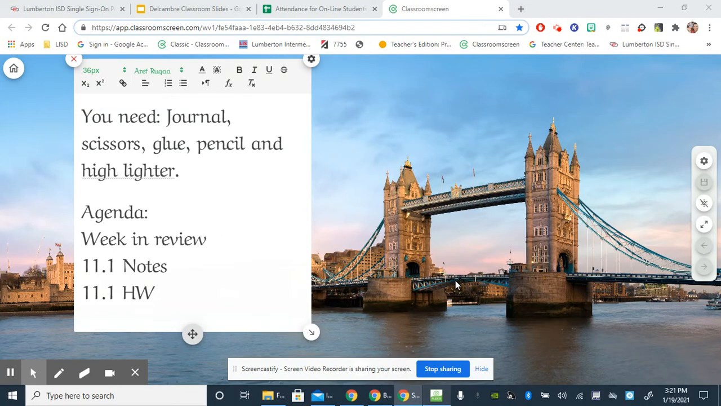So today is Tuesday, the 19th of January, and here's a rundown of our day. You'll need glue, scissors, your journal, pencil, a highlighter, and your notes on 11.1. I forgot to type that down. Make sure you have your notes on 11.1. All right, so we're going to look at our week review, what we're doing this week, and then we're going into our notes, and I'll kind of touch on our homework for a little bit.